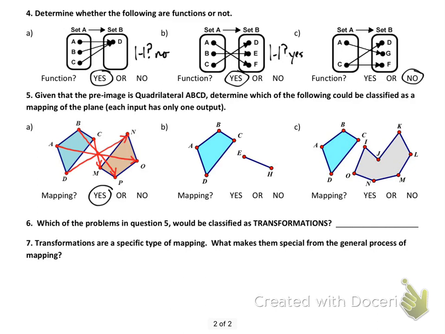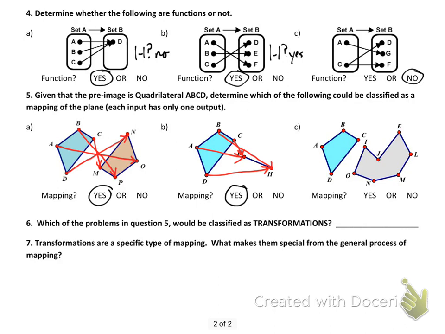Okay, now the next one. I'm going to connect A over to E, B over to H, C over to E, and D over to H. Is this a mapping? No. Does each input have only one output? Yeah, each pre-image has only one image. Doesn't it have to be the same exact shape? No, it doesn't. We're going to talk about transformations, which is something more specific, but even transformations don't have to end up the same shape. So we're going to talk about that.